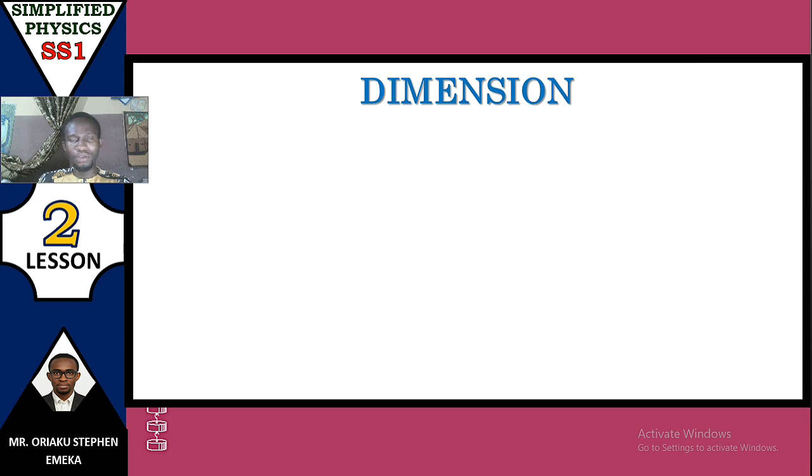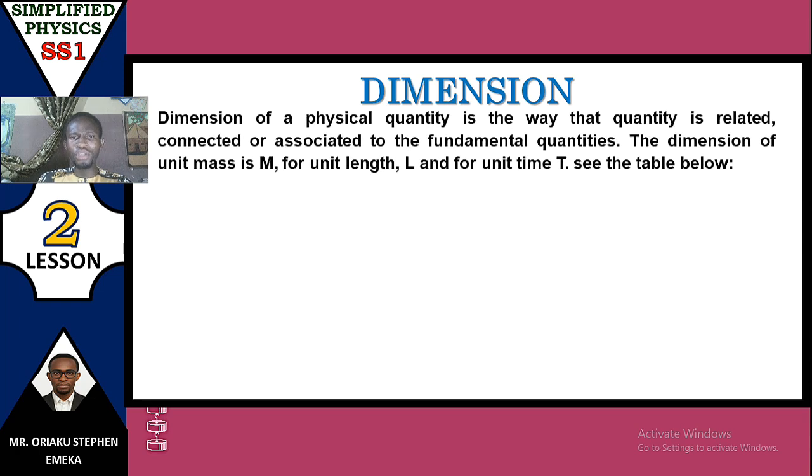Okay, let's go to dimension. The dimension of a physical quantity is the way that quantity is related or connected to the fundamental quantities. So dimension is trying to relate a physical quantity to fundamental quantities. Among the fundamental quantities, three are the primary ones, which are mass, length, and time. Mind you, when writing dimension, you are not permitted to use small letters. It has to be a capital letter, uppercase.